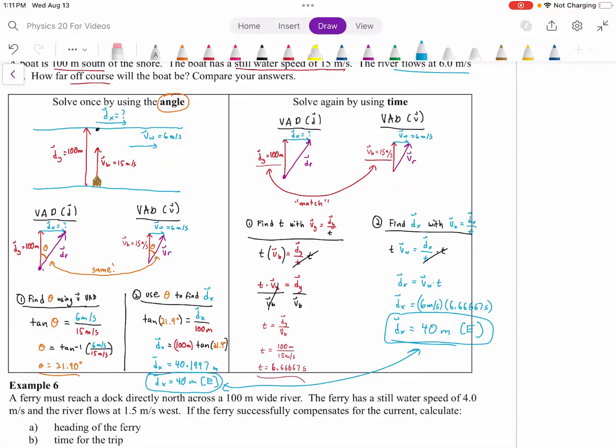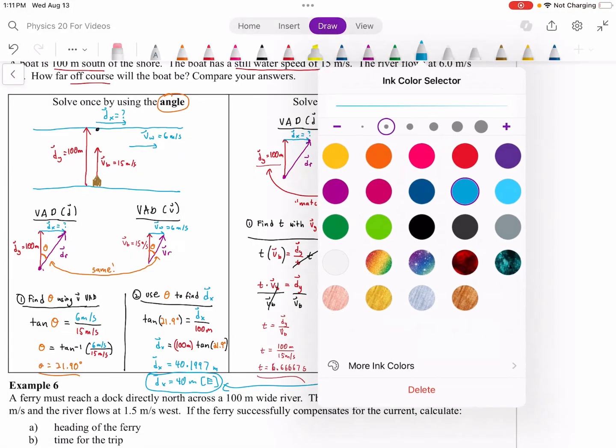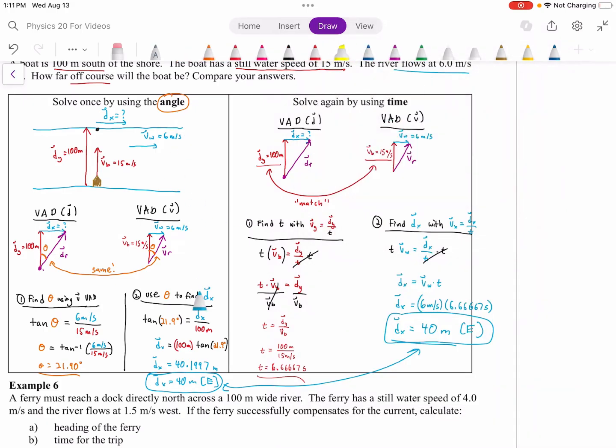Depending on the problem, you sometimes can't use the angle. You'll know it when you see it, like we'll see in this next example. You can always use the time though, right? As long as you are very careful.